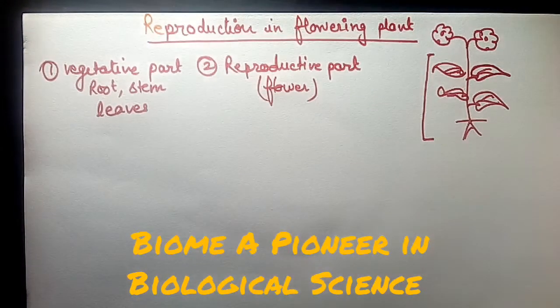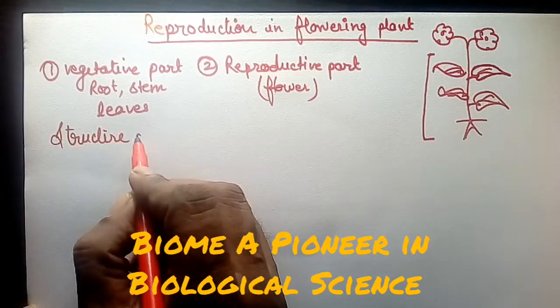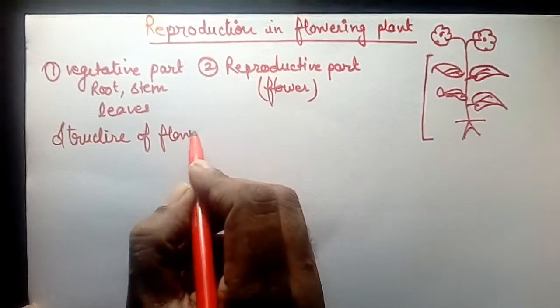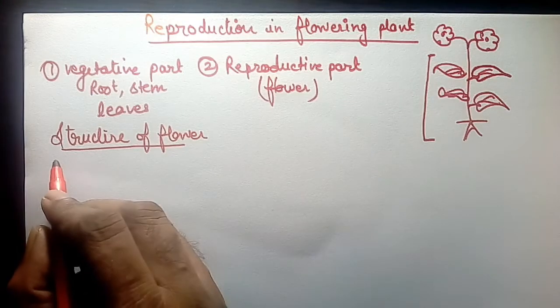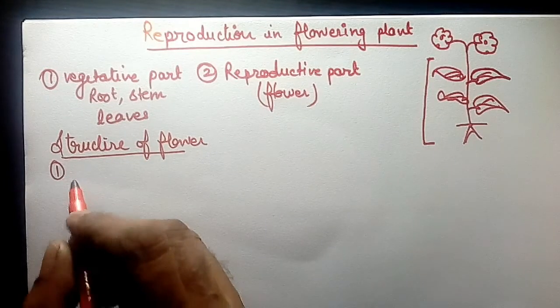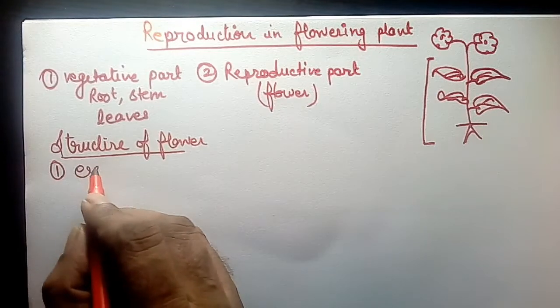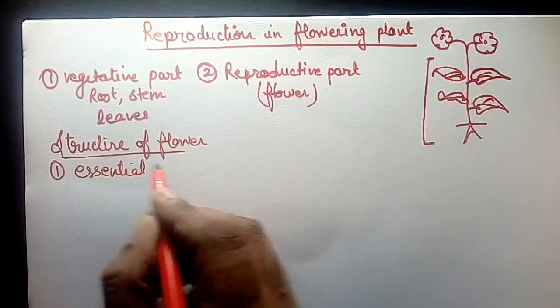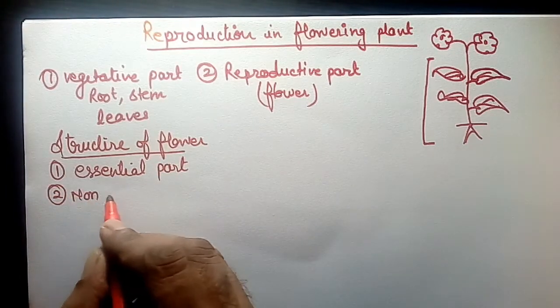So what is the structure of flower? Structure of flower. Flowers have two parts, divided on the basis of their structure. The one is called the essential part and the other one is called the non-essential part.